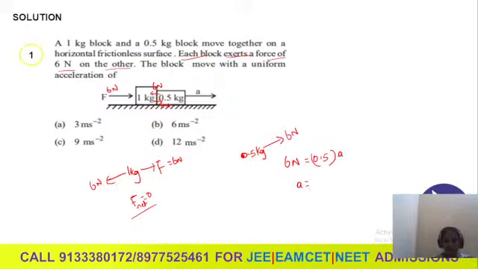Now the block moves with a uniform acceleration. Find the acceleration here: a is equal to 6 by 0.5, which is equal to 60 by 5. We can cancel, and it is 12 meter per second squared. So we need to understand the line: each block also exerts a force of 6 newtons on the other. Not only the applied force here, each block exerts a force.